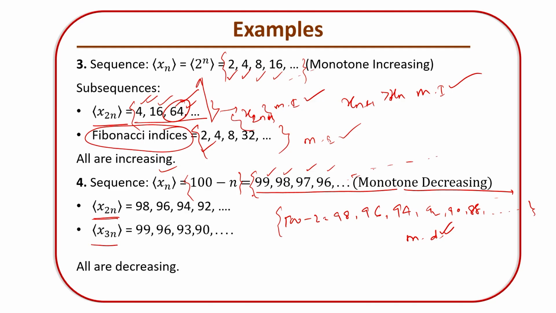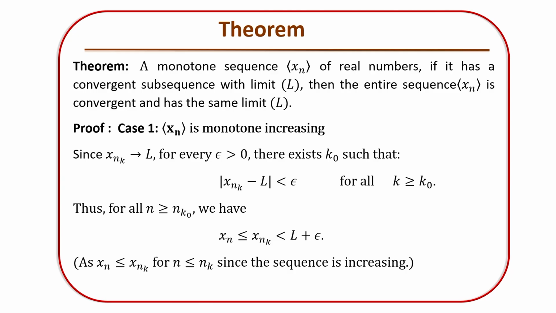Similarly, look at x_{3n}. What will the terms be? 99, 96, 93, 90 and so on. These are also monotonically decreasing. So that means the theorem is valid, and it helps us recognize the qualitative behavior of a given subsequence very easily. Now based on the monotonicity and boundedness of a subsequence, we can determine the convergence of that monotonic sequence.